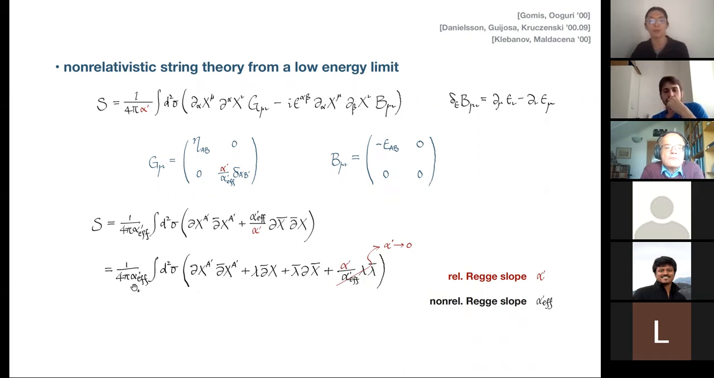And I define here alpha prime effective as the effective low energy Regge slope. So that's actually the Regge slope for non-relativistic string theory. But later on in the lectures, I will drop this index.